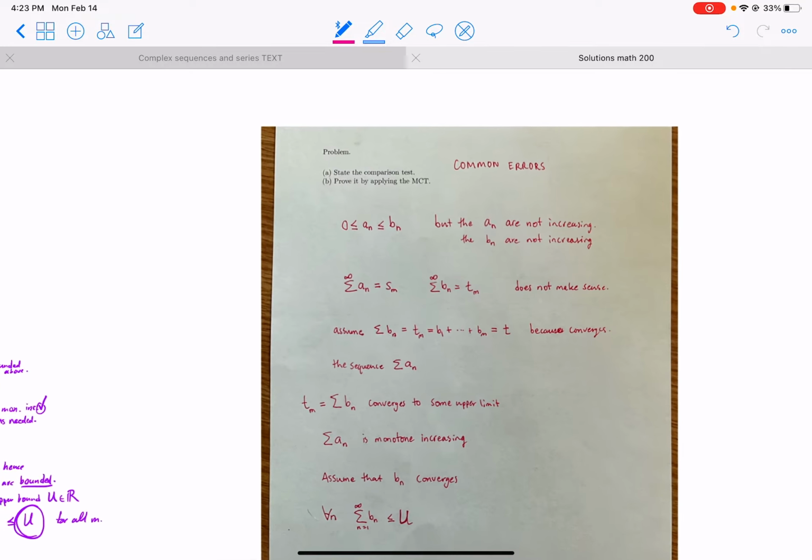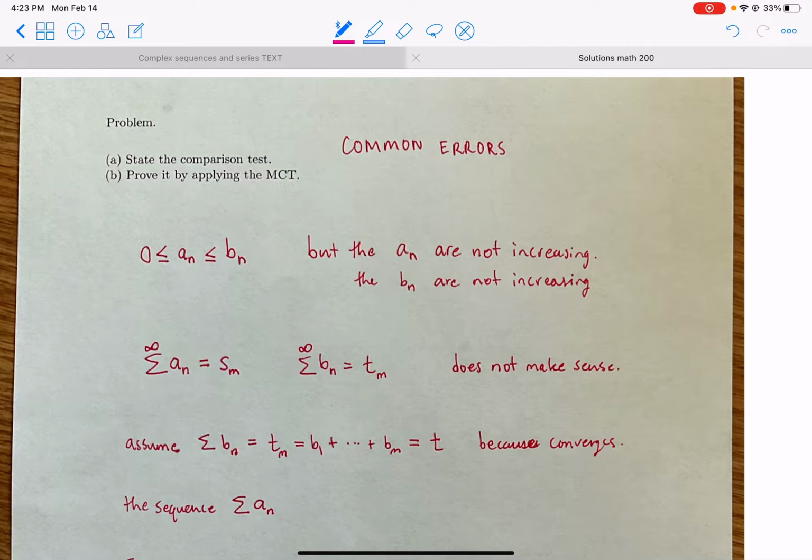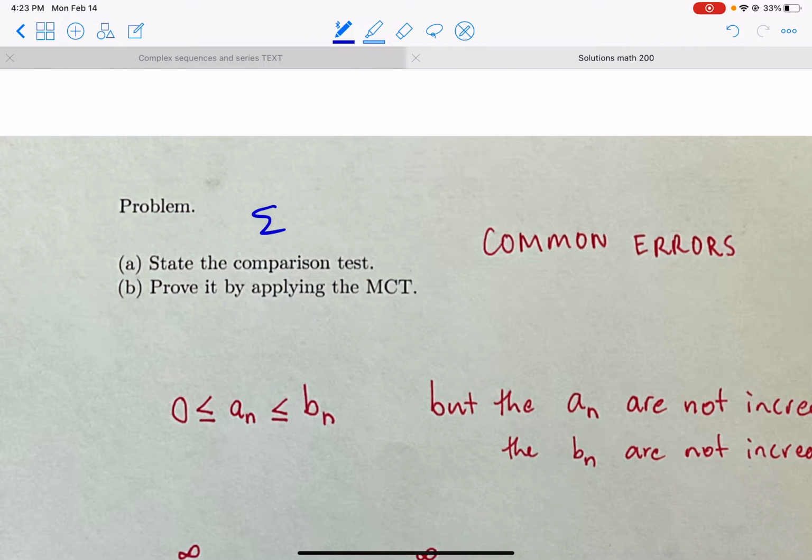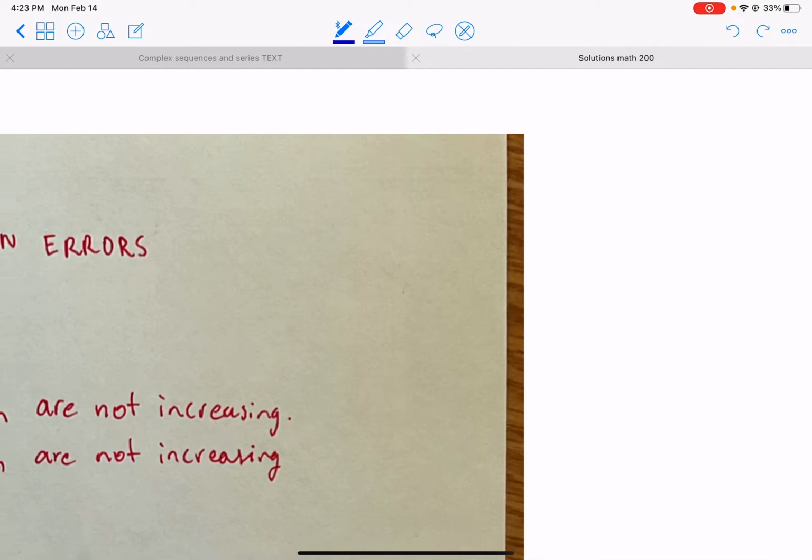Okay, hi everybody. So we just took this quiz and I was grading it and I noticed some common errors. So I'd like to go through them. First, let me just point out, the comparison test has to do with two infinite series that most of us gave the names a's and b's to the terms. But let me just point out something.